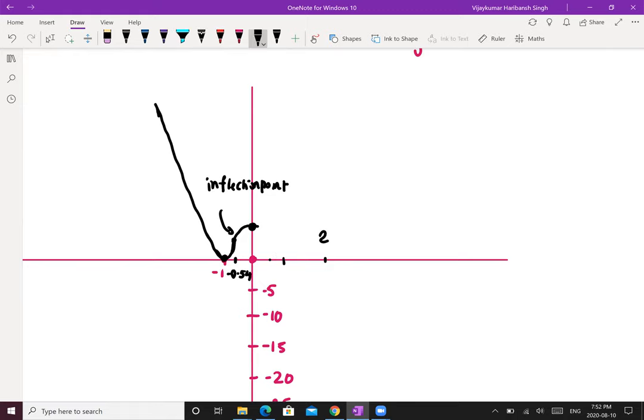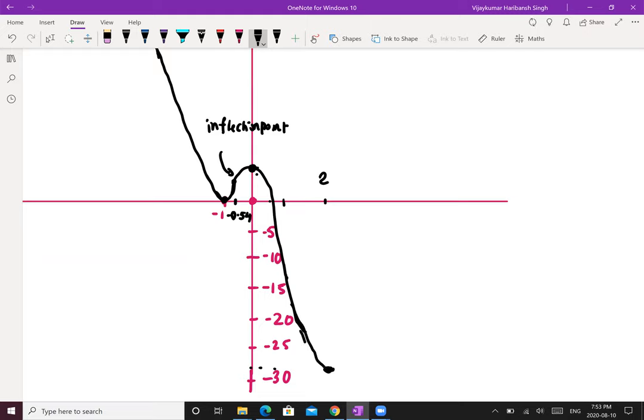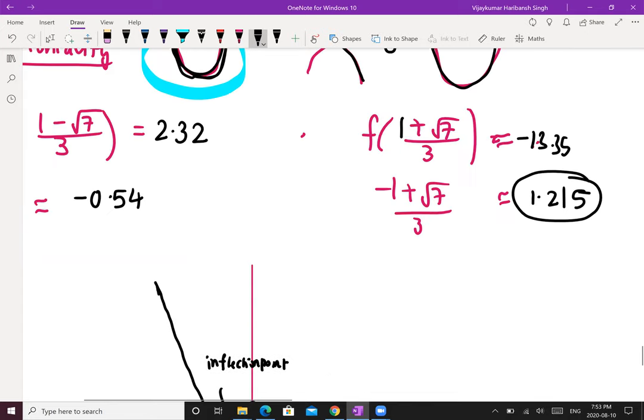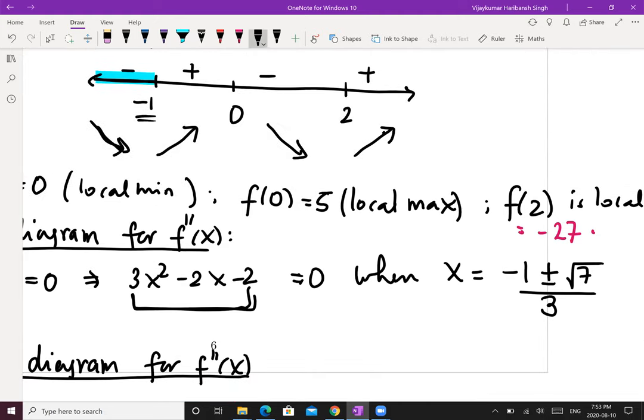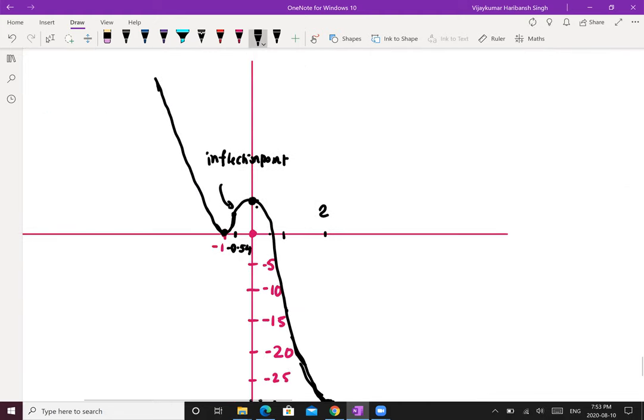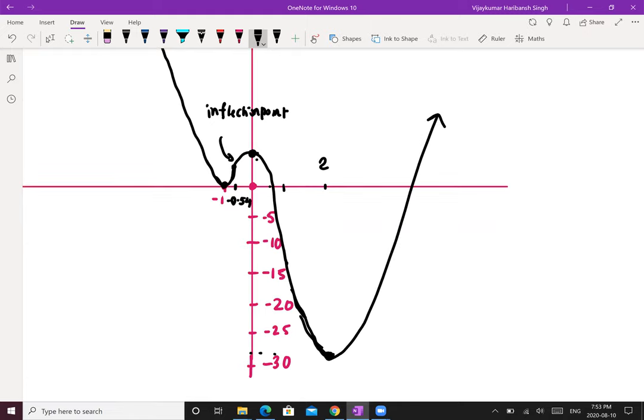Quite steeply, and then from concave down it changes to concave up to go to the local minimum, and then it keeps on going. After that it is also concave up, and it is increasing after 2. So this is how the graph looks.